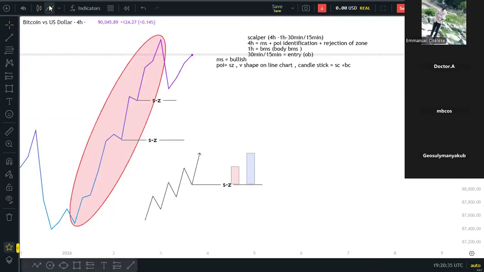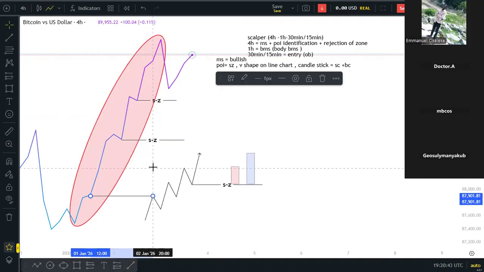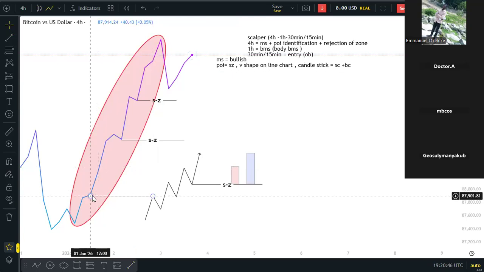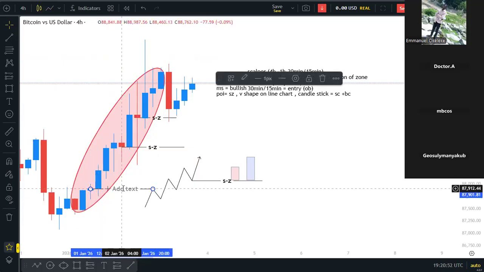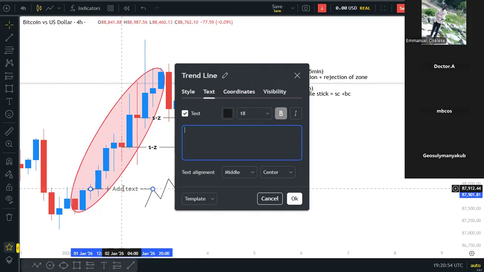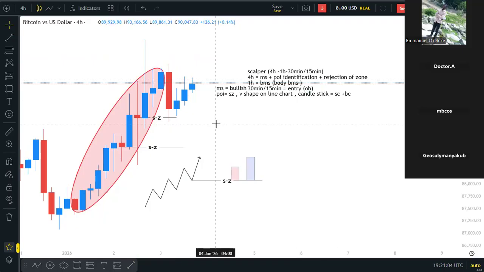Now I want to show us the importance of using the line chart. A lot of people will mark this area here as a support zone, this sharp edge area. But if you turn to the candlestick pattern, you can see that there is no sell candle and a buy candle. So this zone is not valid. That is why you must use a line chart to make confirmation, and also use the candlestick to make confirmation.